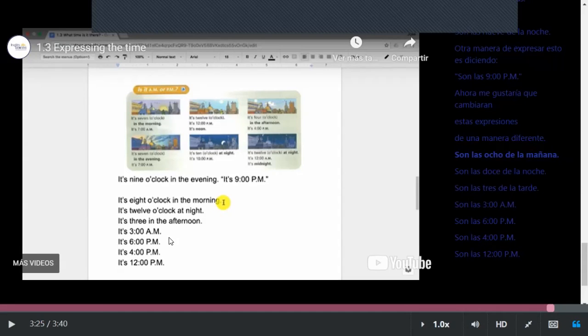No se pueden decir los dos. O decís a.m. o decís in the morning. En este caso, la otra forma sería it's 3 in the morning. In the morning. Okay.